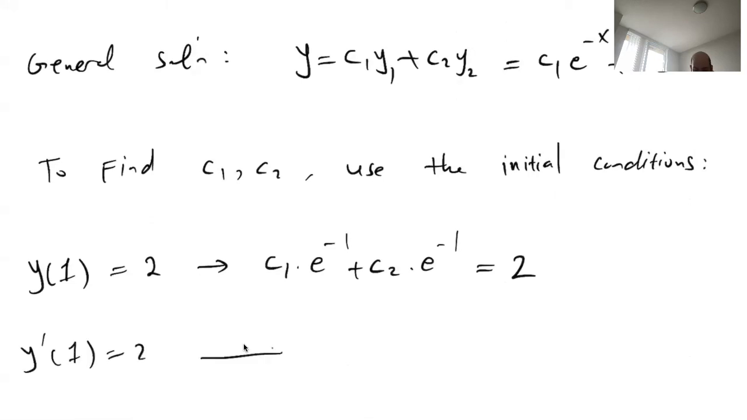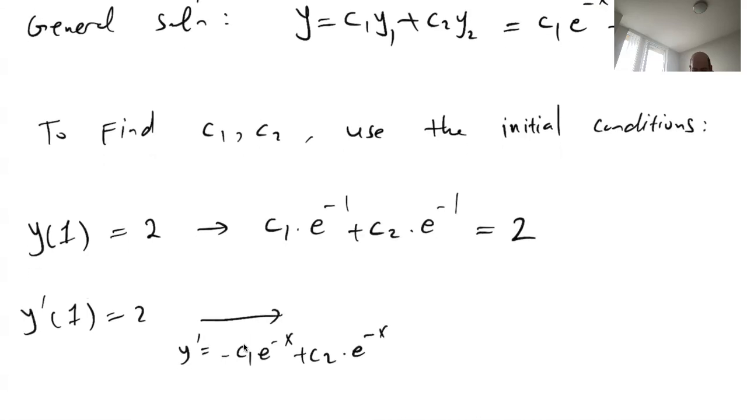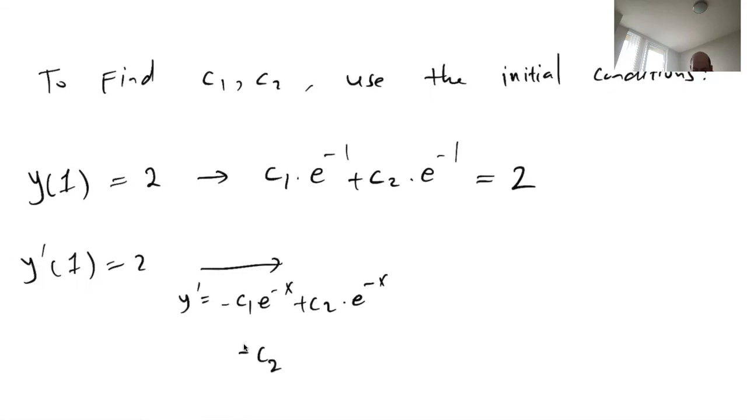And what is y prime? y prime is, if I differentiate this function, minus c1 e to power minus x plus c2 e to power minus x minus c2 x e to power minus x. So at 1, if I calculate at 1, I'll get minus c1 e to power minus 1 plus c2 e to power minus 1 minus c2 e to power minus 1 equals 2.